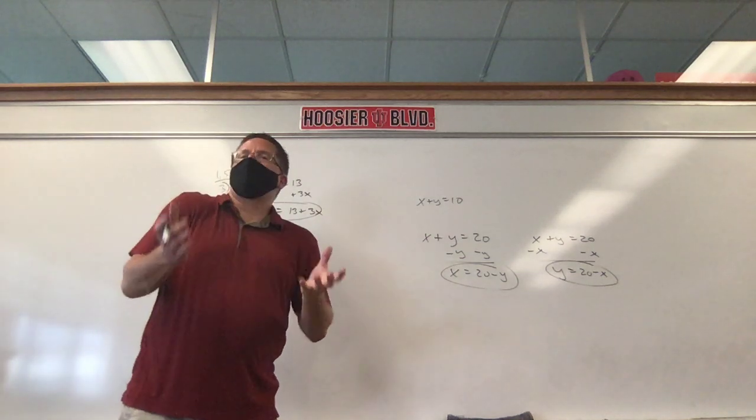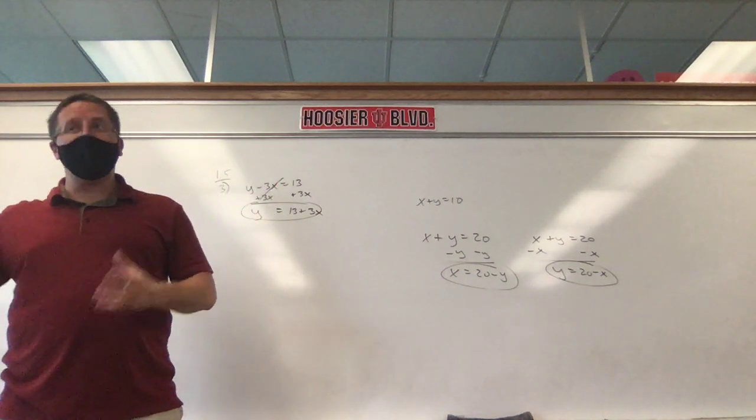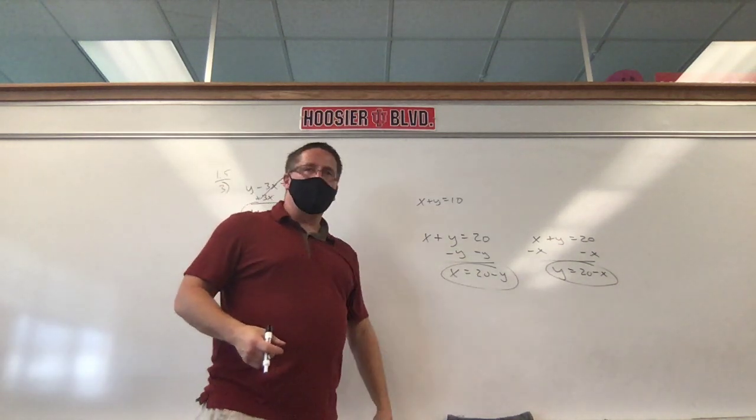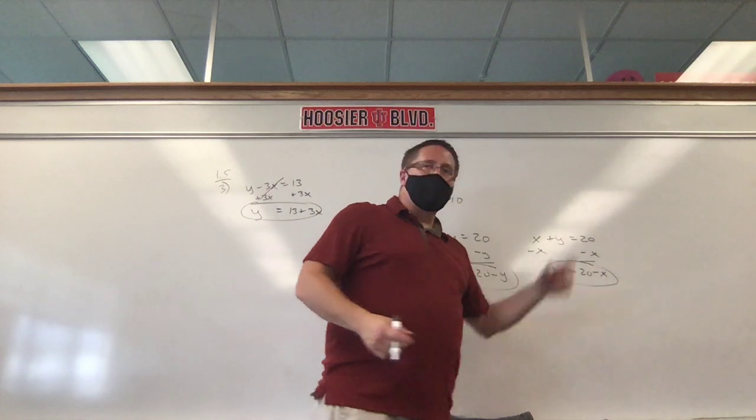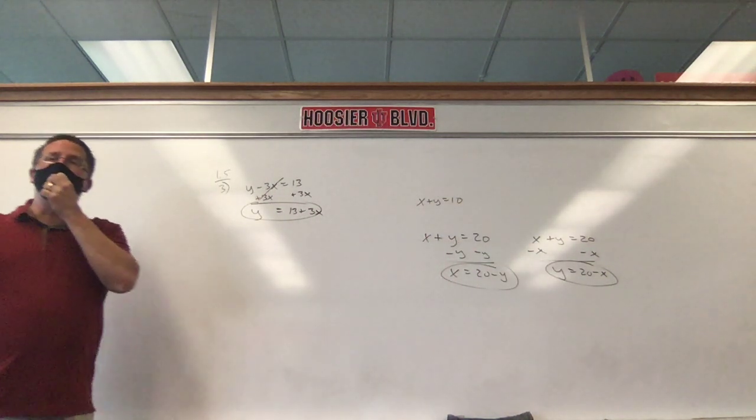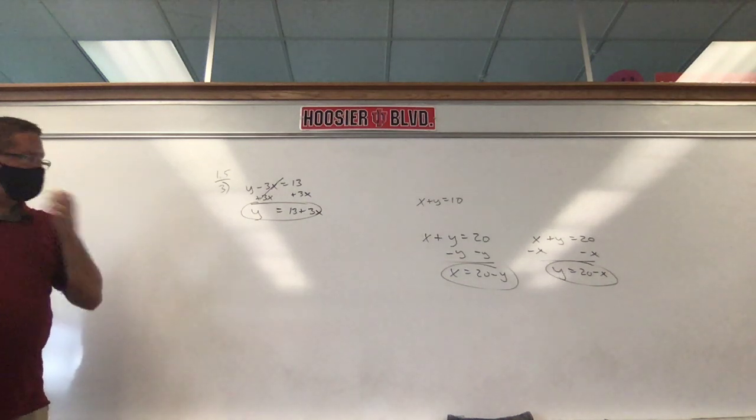But again, you still can't figure it out because there are two unknowns. How many guys, how many girls? That's the best you could do. The number of guys is 20 minus the girls. The number of girls is 20 minus the guys. Okay? That's as far as you go. You can't solve this. There are two variables in here, so that's as far as you can go.